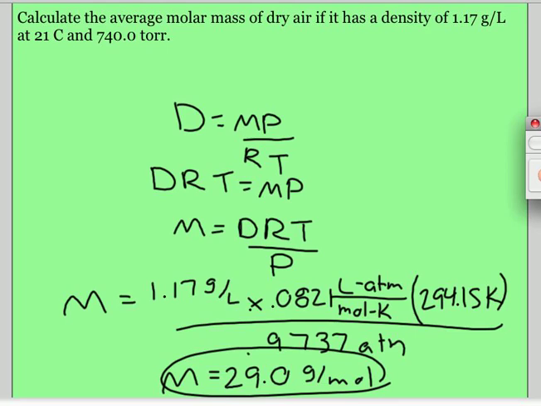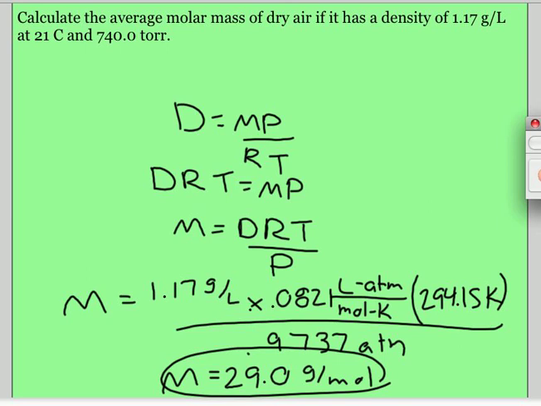Okay, so here's the answer. The first thing you're going to notice is since they gave me density, I had to use the equation with density in it. But what you want to notice is I had to rearrange it to get what I wanted. So I had to first rearrange it for molar mass. The second thing I had to do is they gave me my pressure in torr. There is no R that has torr. So what I did is I had to convert torr to atmospheres first.